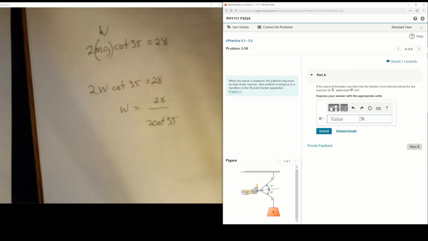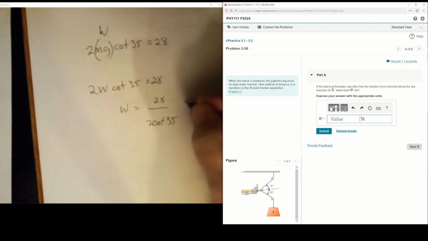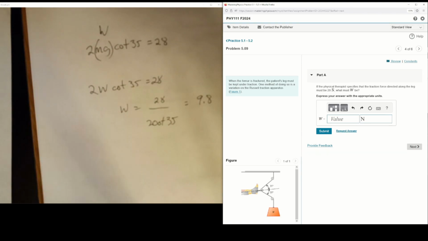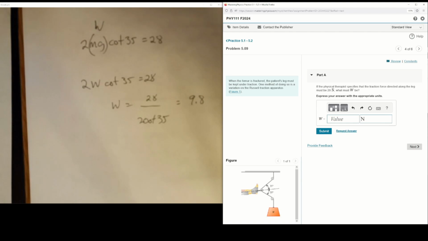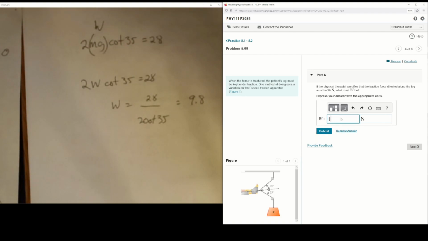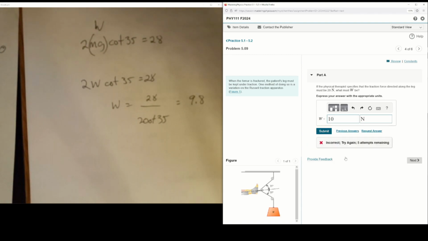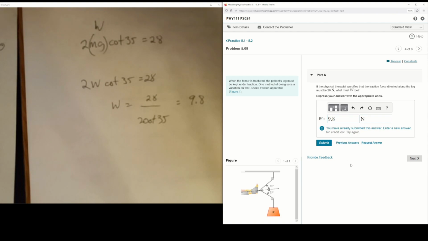So that is about 9.8. Really? The acceleration due to gravity. So the mass there is 1. All right. What if I just round that to 10? If I just round that to 10, I guess that's too much rounding. All right. And we'll go with 9.8.